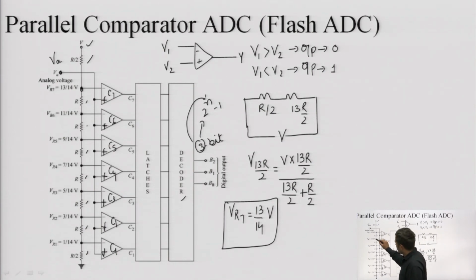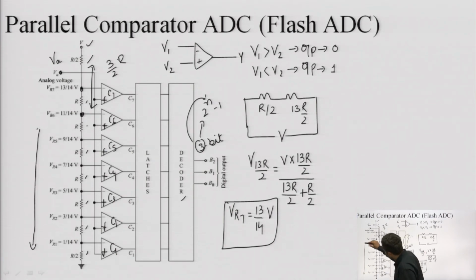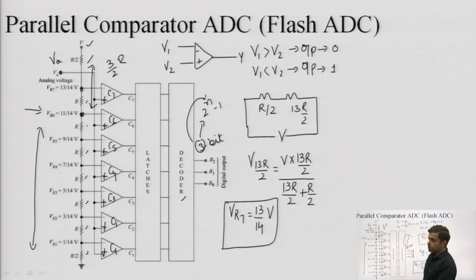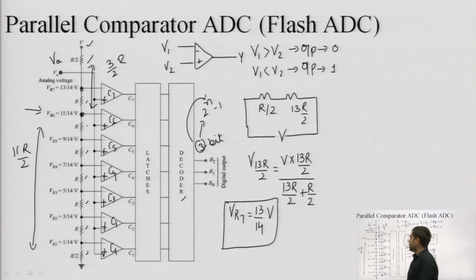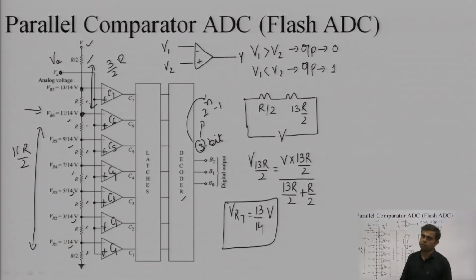Similarly, if we check at this point, the above resistance will be 3 by 2 R, and the lower resistance with reference to this point will be 1, 2, 3, 4, 5 R and R by 2, that means 11 R by 2. So if we again apply the voltage divider rule for this VR6, we will be getting 11 by 14. So we can understand the pattern: 13 by 14, 11 by 14, similarly 9 by 14, 7 by 14, 5 by 14, 3 by 14 and 1 by 14.